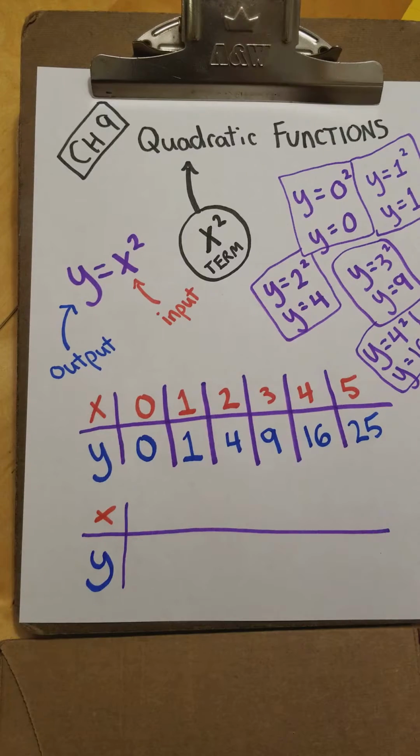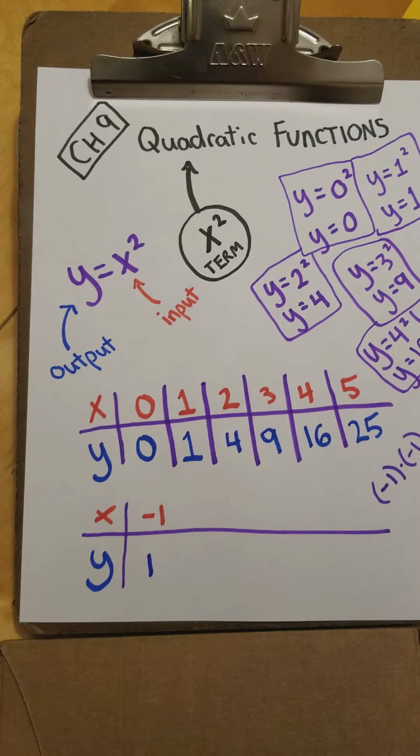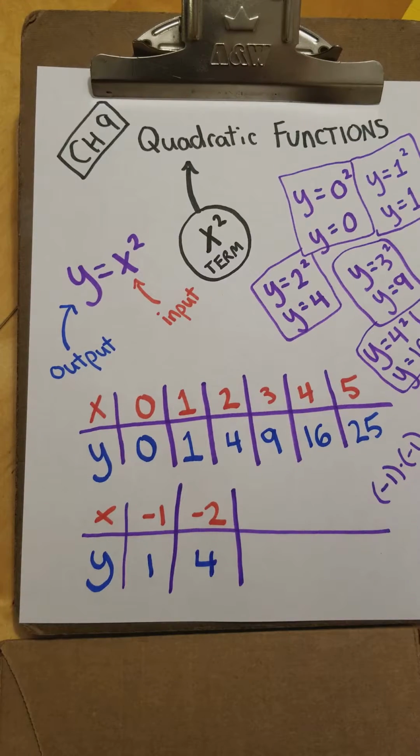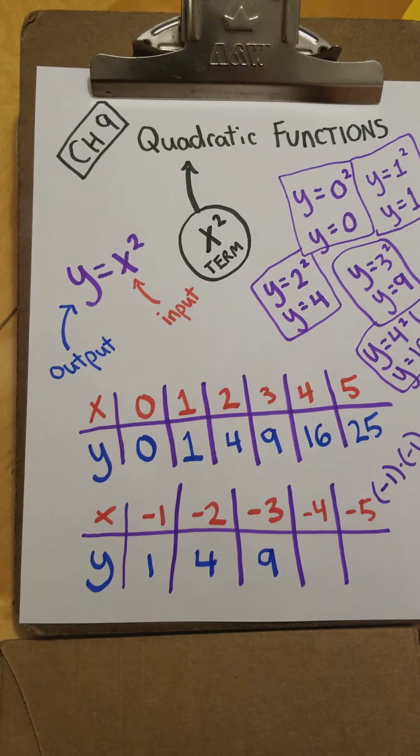But what about with negative numbers? A negative number times itself is a positive number, because a negative times a negative is a positive. Negative 2 times negative 2 is positive 4. Negative 3 times negative 3 is positive 9. And so on. What y values will we get when we plug in negative 4 and negative 5 as our x value? We get 16 and 25.